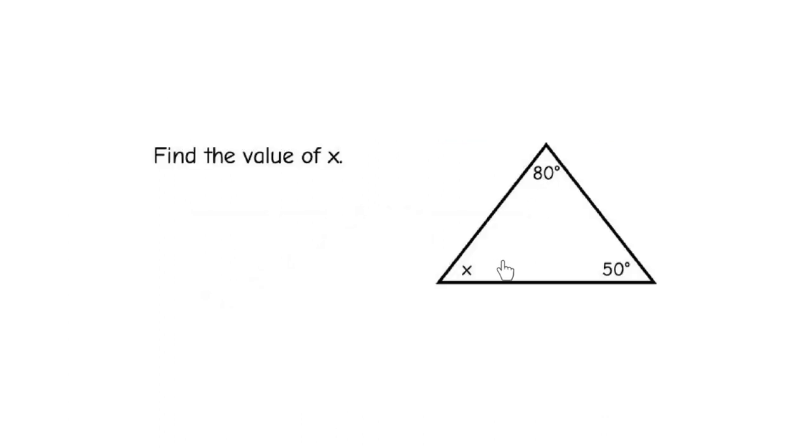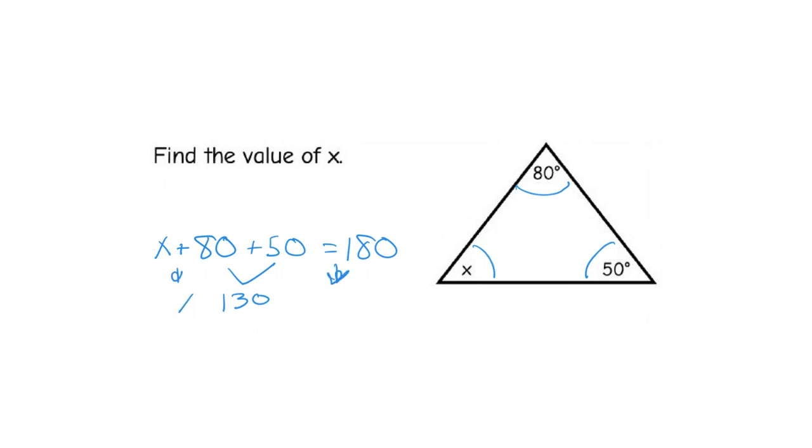So knowing that the sum of the inside angles is going to be 180, I need to find the value for x. So I know if I take x plus 80 plus 50, it will equal 180. 80 plus 50 gives me 130. Bring down the rest of the information. So x plus 130 equals 180.